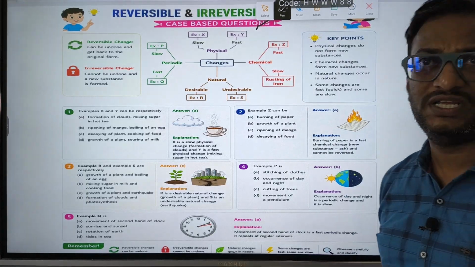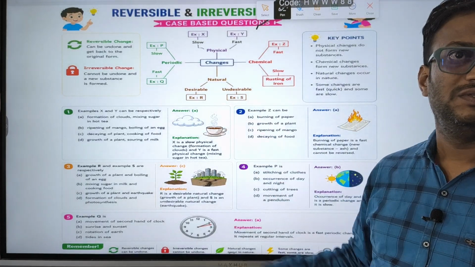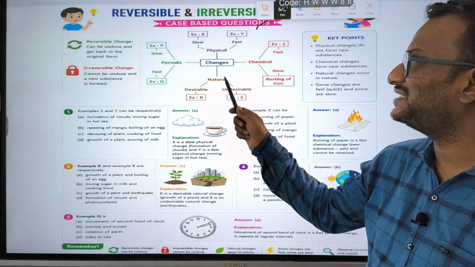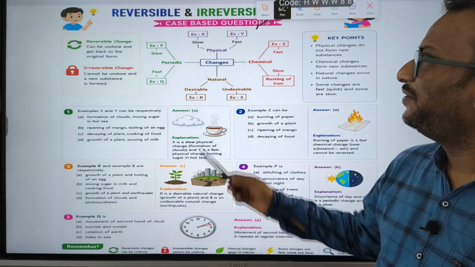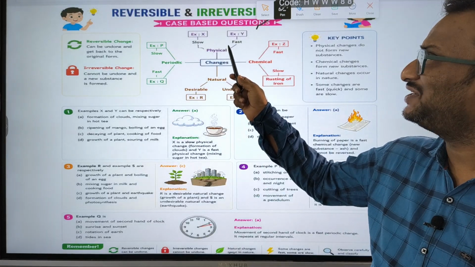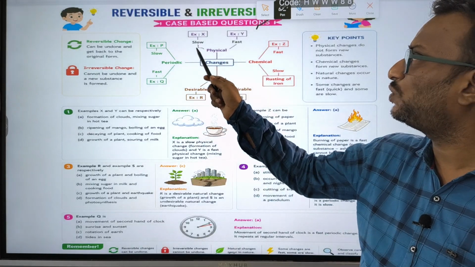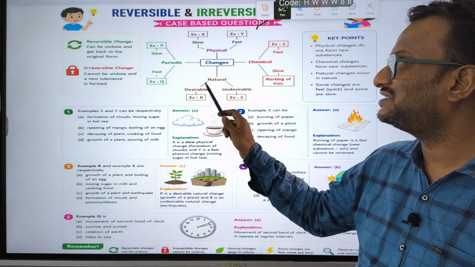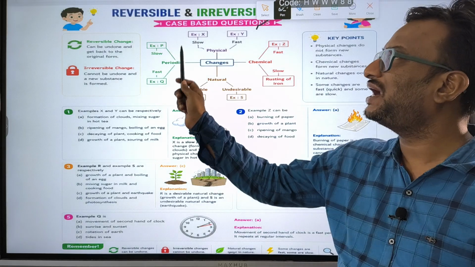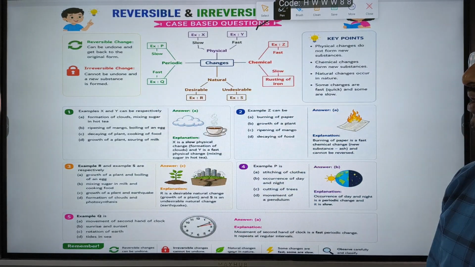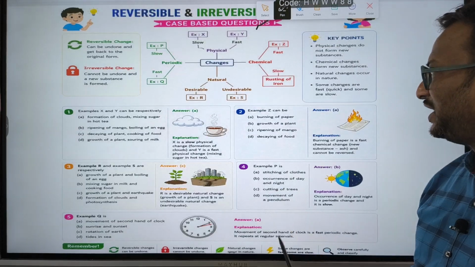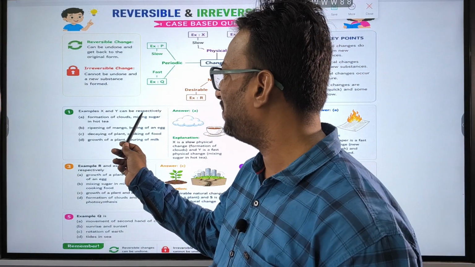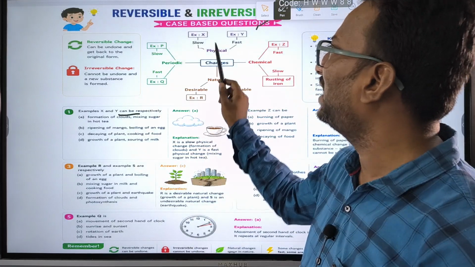Here the given question is about physical change, chemical change, periodic change and natural changes. In physical changes, it is once again divided into slow and fast change. Chemical change, fast and slow. Natural, that is desirable and undesirable. Periodic, slow and fast changes. Okay, so we have given 3 to 4 examples. We shall see now. Example X and Y respectively.